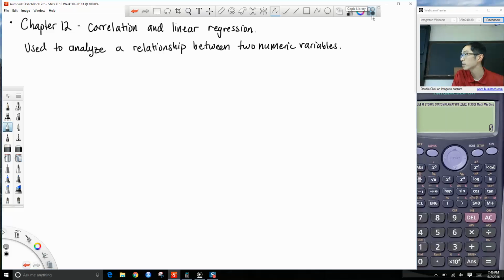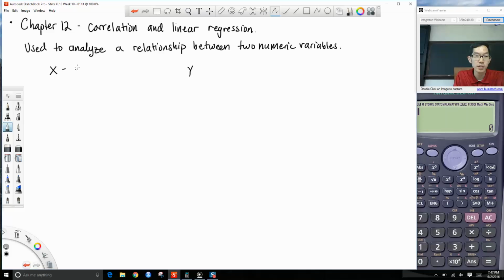Okay, so contrast this to chi-squared tests, where we are looking at a relationship between categorical variables, and ANOVA, where one variable is numeric and the other variable is categorical. For correlation and linear regression, we are looking at a relationship between two numeric variables, okay? And so generally we will designate one of the variables as x and the other variable as y. So we have x and we have y.